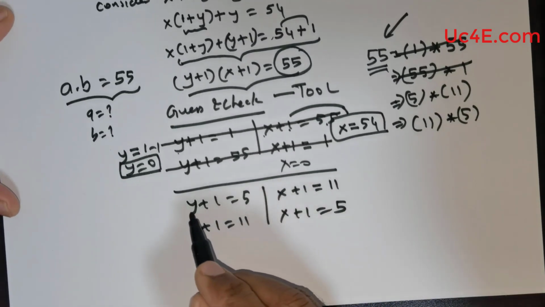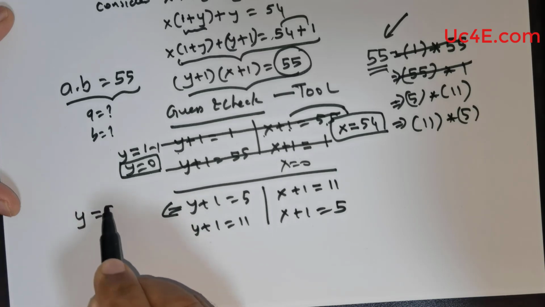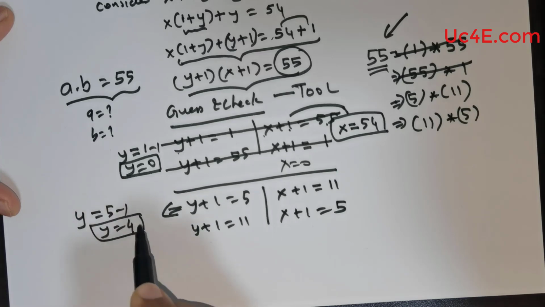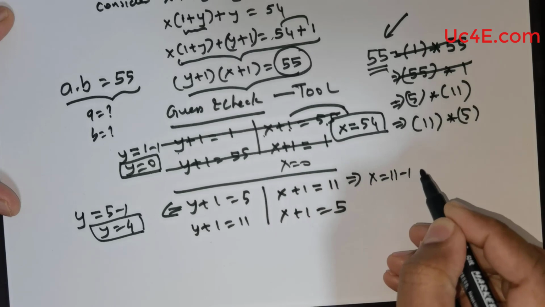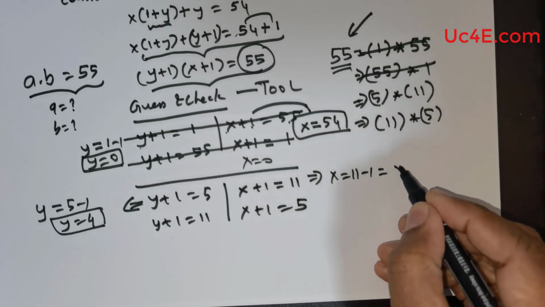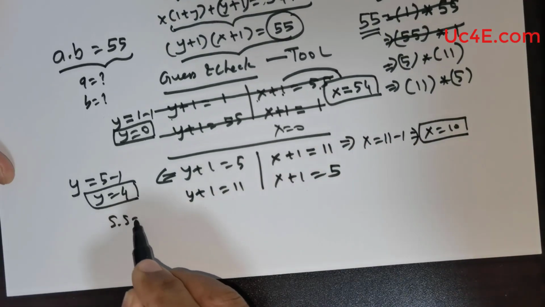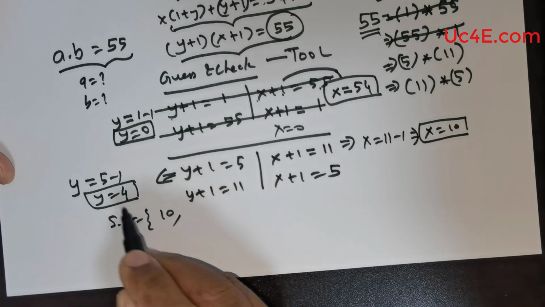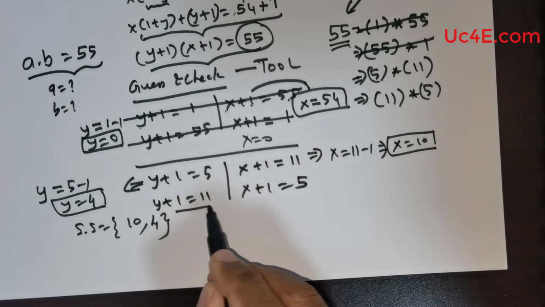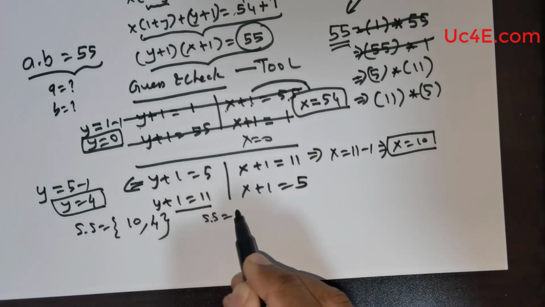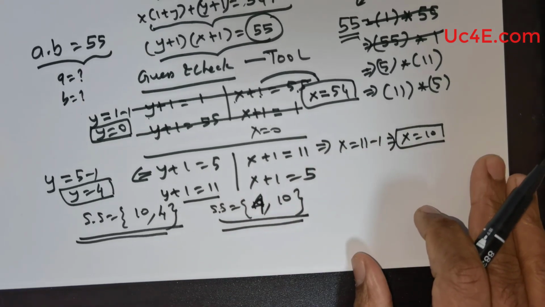So now all that remains is y + 1 = 5. So if y + 1 = 5, then y = 5 - 1. So y is equal to 4. That would be one value. And on this end, x + 1 = 11. Then x = 11 - 1, which would give me x = 10. So I got a set here. So what is my set? X value being 10 and y value being 4. So this is one solution. And in this case, this is the second set of solutions that are occurring. And how did we get that? We got that by guess and check.